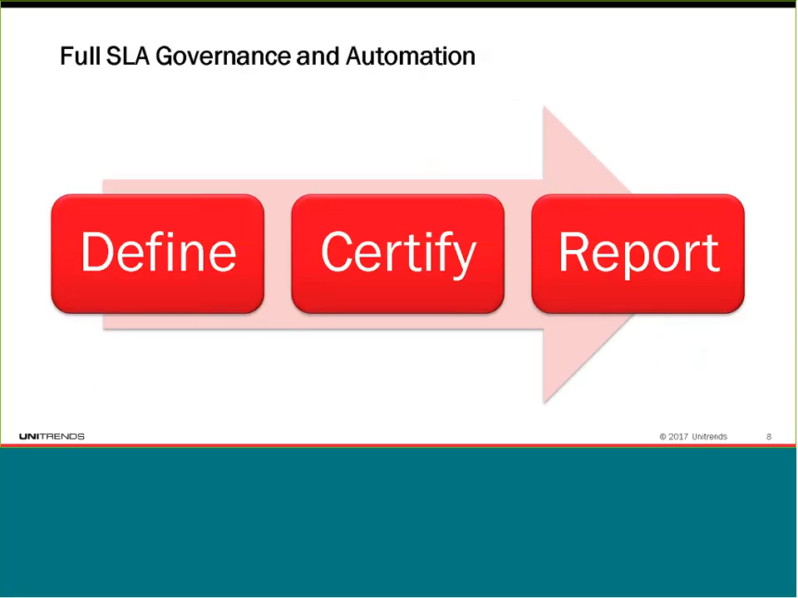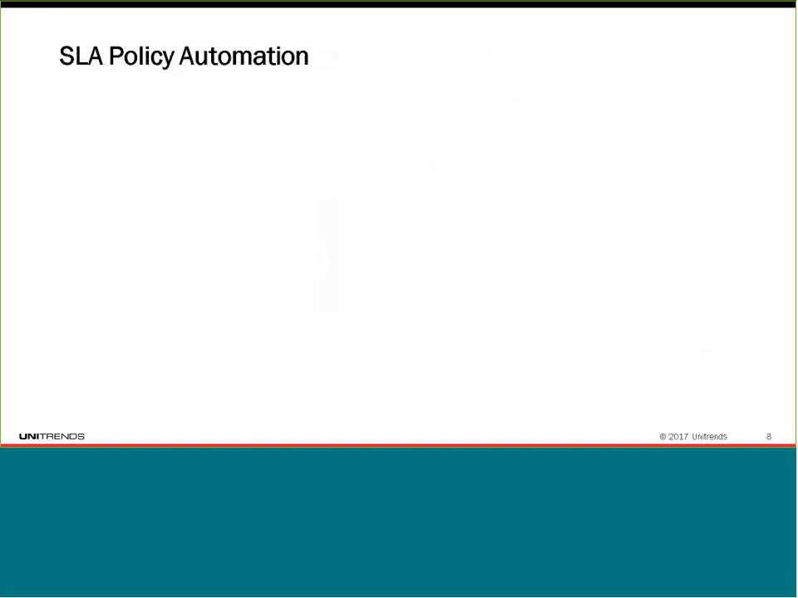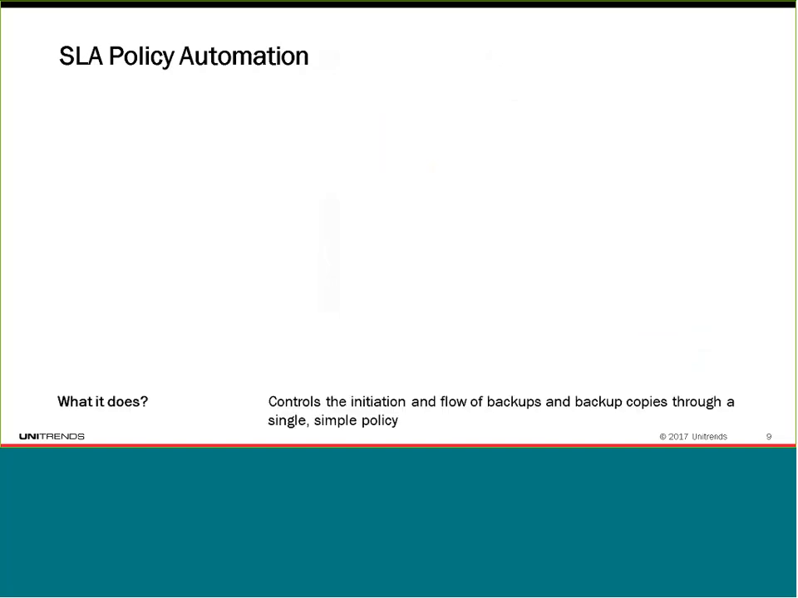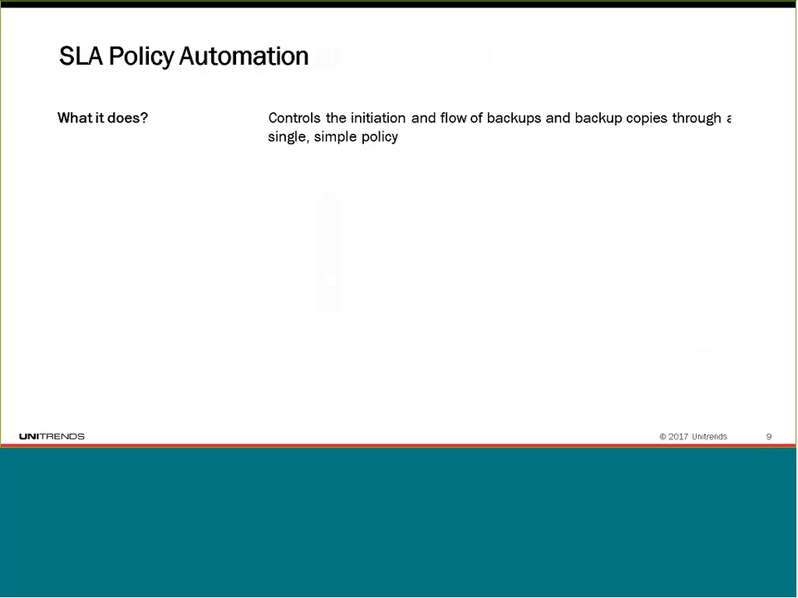Obviously, there's full SLA governance and automation. The approach that we're taking here is define, certify, and then basically report. So let's take a look at what we mean by this. We've also added an aspect of SLA Policy Automation, RPOs, RTOs, as defined by business units. IT people need to make sure that this carries it out, basically controlling the initiation of and flow of backups, not just from a local backup perspective, but it lets you define the following.